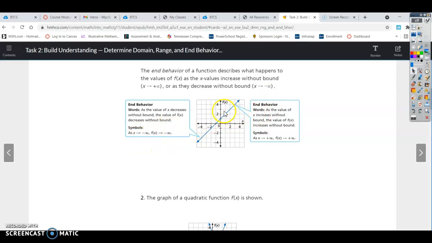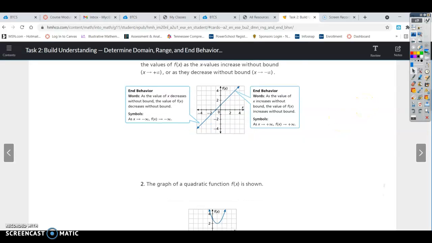Now the end behavior going in the positive direction. Again, if you look at 0 to +4, these are my x's. So my x's are increasing without bound. And the y values, or the vertical axis, are going up without bound as well. So again, in words, as the value of x increases without bound, the value of f of x, or my y, increases without bound. And in symbols, the same way: as x approaches infinity, f of x also approaches infinity. And both of those are positive infinity.